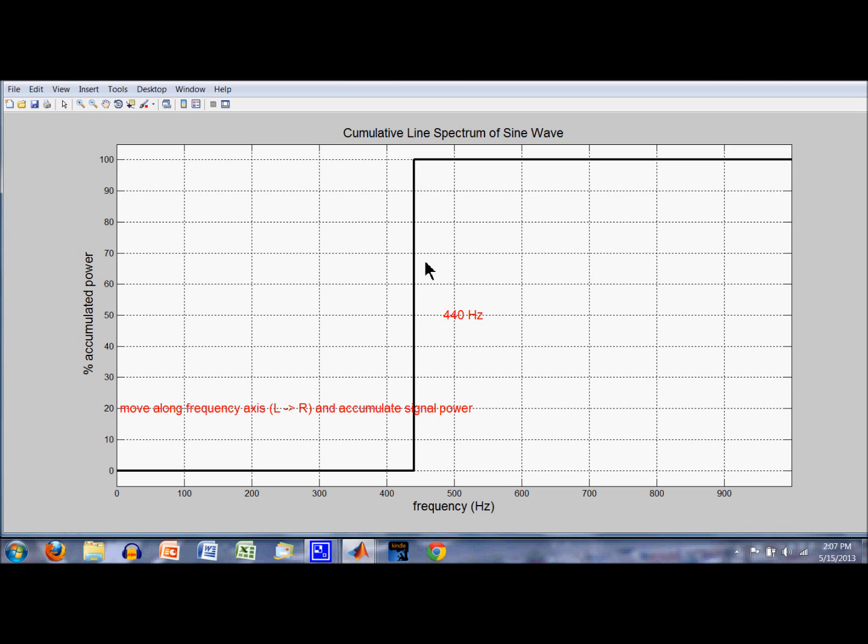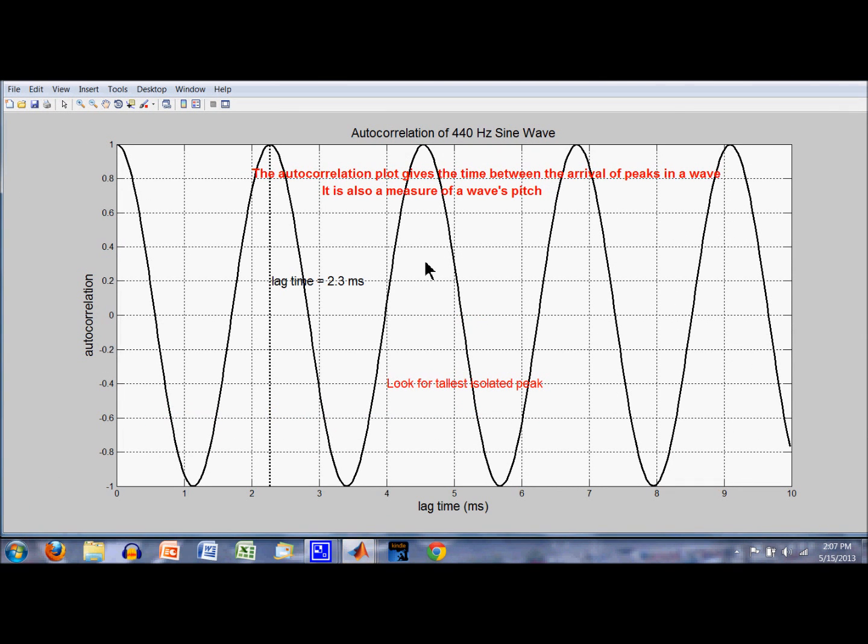All right. Let's take a look at the autocorrelation of that sine wave. The autocorrelation is the time it takes for the peaks to arrive at the sensor. For example, in this case, we have peaks at 2.27 milliseconds, double that, triple that, because that's the time at which the peaks would arrive. And we're looking for the first and tallest peak, which occurs right here. This is the reciprocal of 440 hertz.